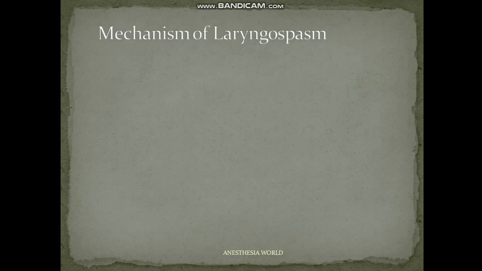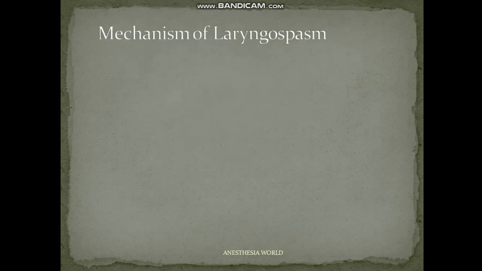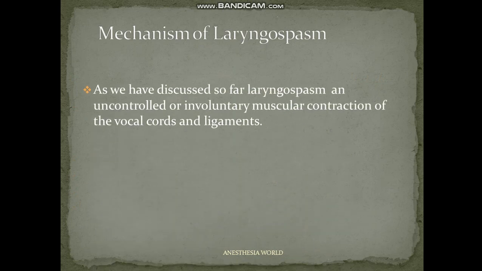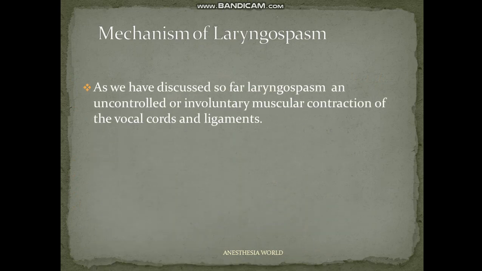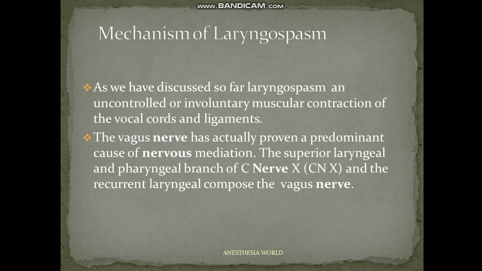Then let's come to the mechanisms of laryngospasm. How does this occur, or what is the pathophysiology of laryngospasm? As we have discussed so far, laryngospasm is an uncontrolled or involuntary muscular contraction of the vocal cord and ligaments. The vagus nerve has been proven to be a predominant cause of nervous mediation. The superior laryngeal and pharyngeal branches of cranial nerve 10 and the recurrent laryngeal nerve compose the vagus nerve.